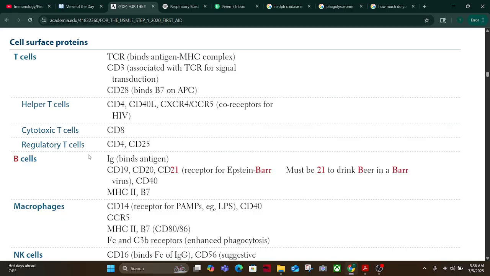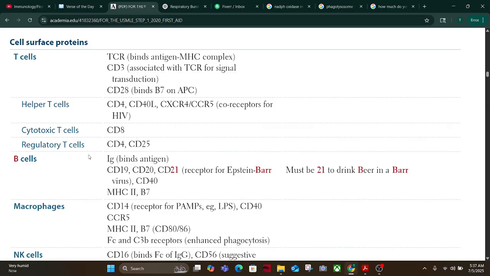CD4 and CD25 receptors are on the surface of regulatory T cells. CD4 on T regulatory cell binds MHC class 2 on the APCs. CD25 on the T regulatory cells binds IL-2, which grows T regulatory cells.